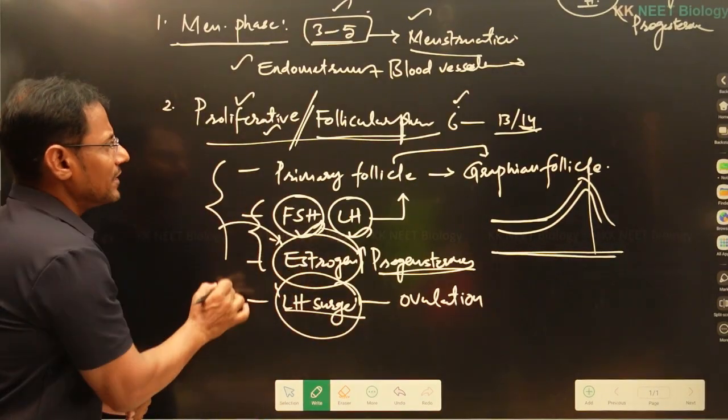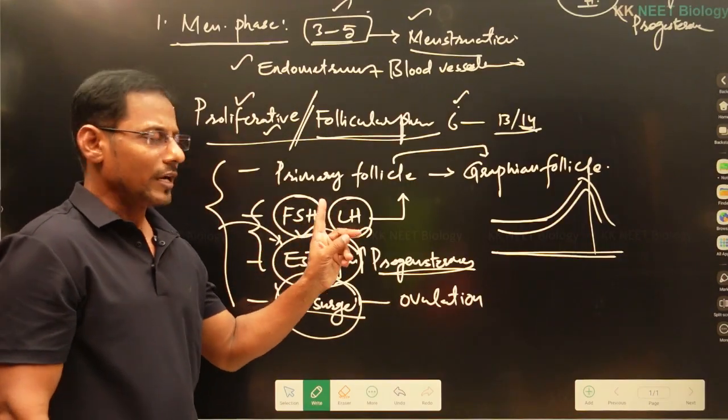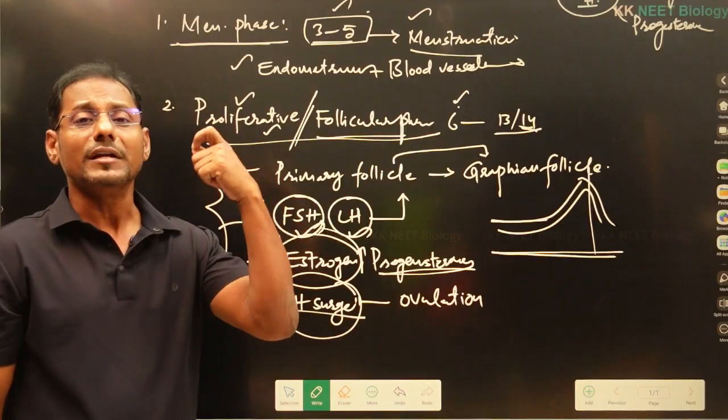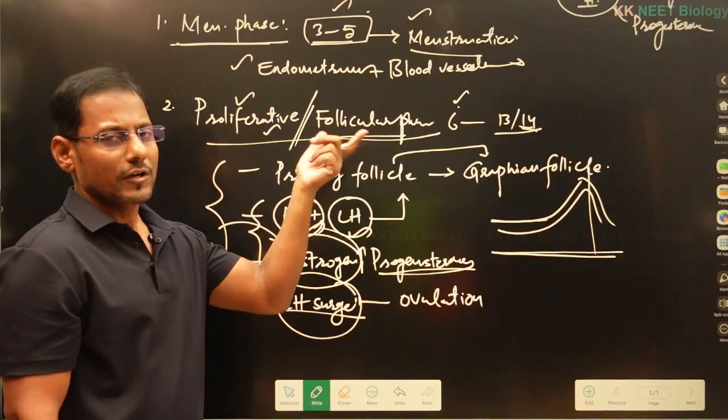At the end of the follicular phase, what is happening here? The levels of follicle stimulating hormone and luteinizing hormone are going to reach their peak, and the estrogen is also going to be raised at the end of the follicular phase.